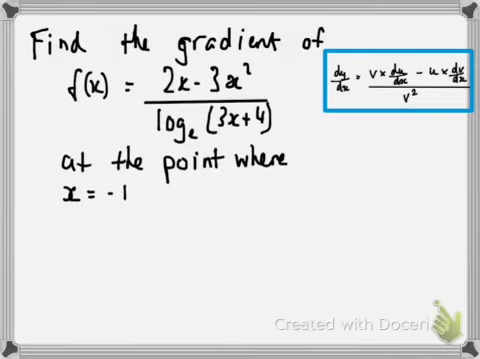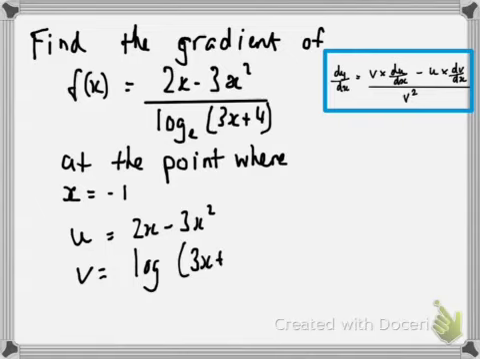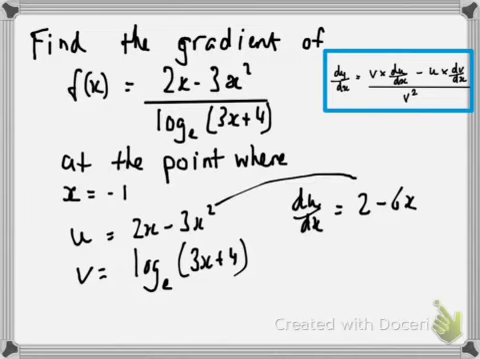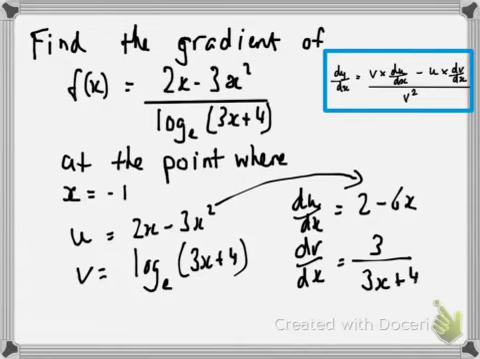So if we look at our expression here, our u is going to be 2x minus 3x squared. Our v is log of 3x plus 4 to the base e. Our du dx equals 2 minus 6x, the derivative of that. And dv dx, remember our rule for logs, it's the derivative of the bracket, which is 3, over the bracket itself, which is 3x plus 4. So we're ready to go now with this one. On to the next slide.